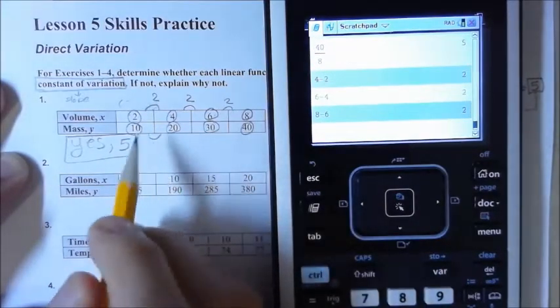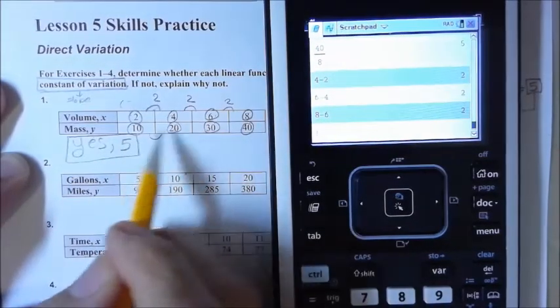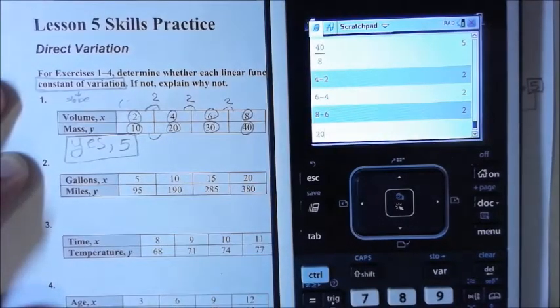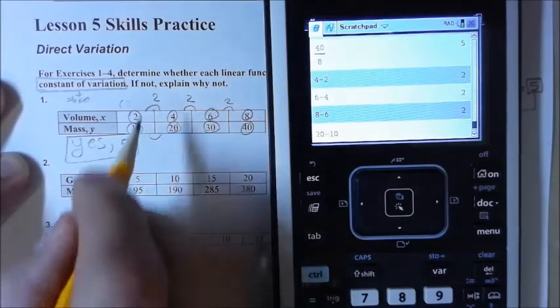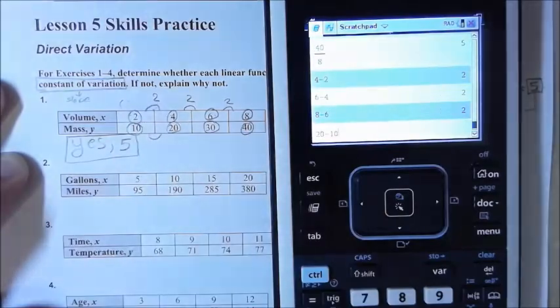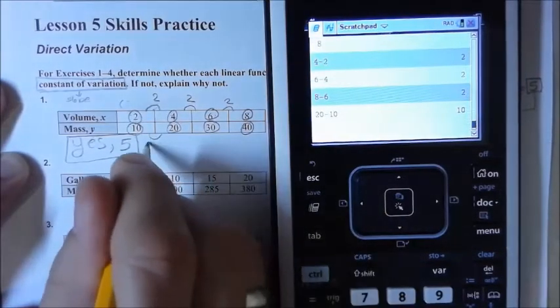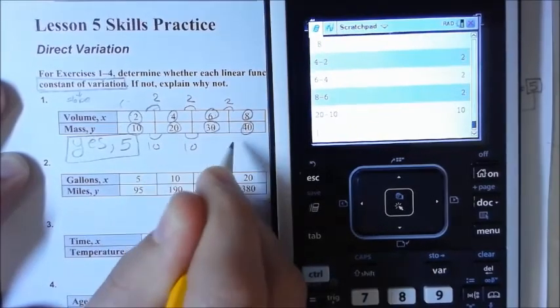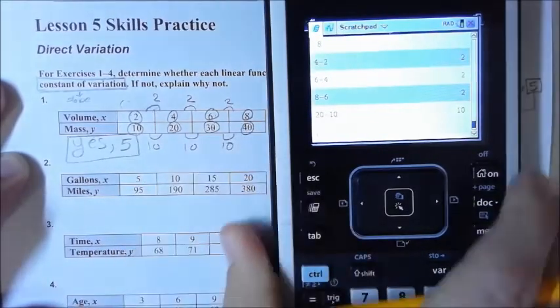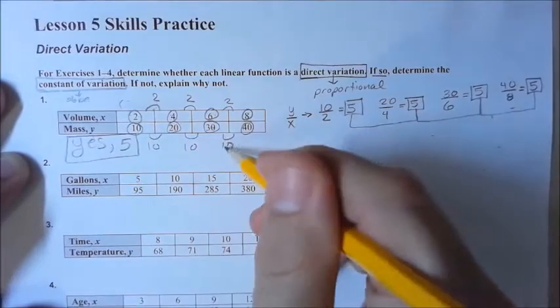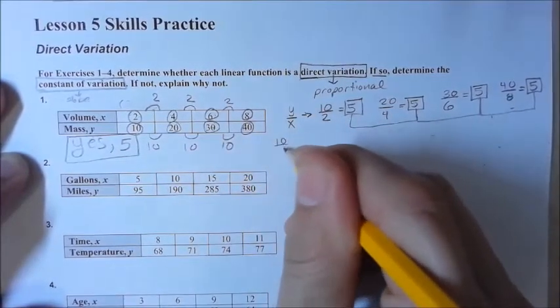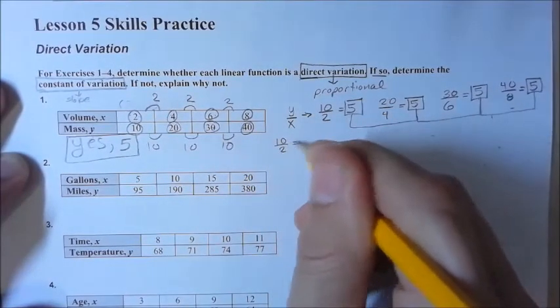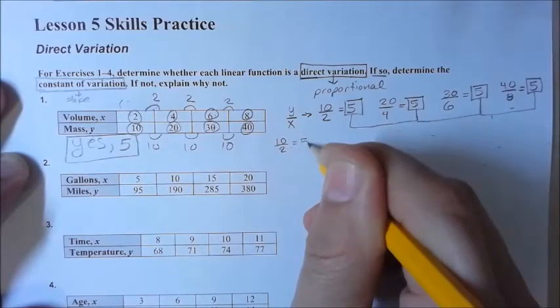Then if I look at my change in y values, I have 20 minus 10, that's going to give me 10. 30 minus 20 will also give me 10. 40 minus 30 will give me 10. So I could look at it this way and say, here's my slope. My slope is actually 10 over 2. And if I divide that, it's going to give me 5.